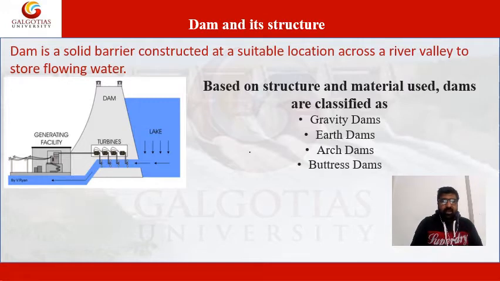It consists of a lake or reservoir, where the water is stored at height, and on demand the water is made to flow to the low region where water is needed for other purposes like irrigation. The pressure of water is further used for generating electricity, as the water with pressure can move the turbine, which can generate electricity. Based on structure and material used, dams are classified as gravity dams, earth dams, arc dams, and buttress dams. In the next few slides, we shall see how these dams are classified and what are their features.